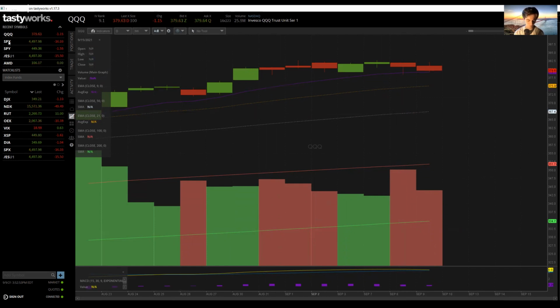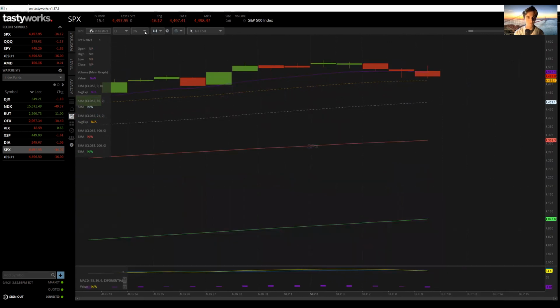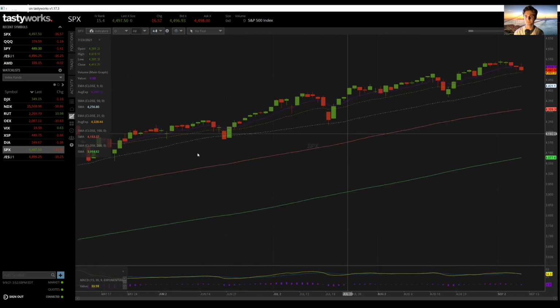And I'm going to jump over to SPX, and I'm going to go back, let's say 4 months. So you can see here that we've had a couple instances where SPX has crossed and actually closed below the 50 EMA. This happened back on June 18th. We had another one here on July 19th. I fully expect us to have one next week.